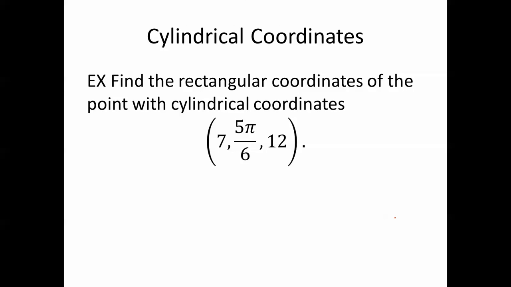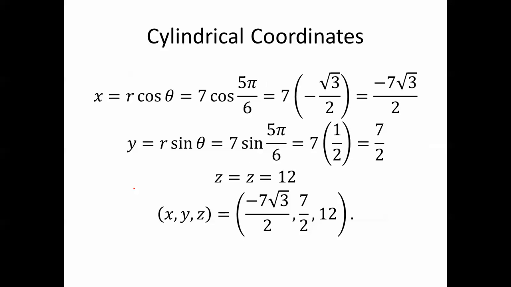So for example, let's say we want to find the rectangular coordinates of the point with cylindrical coordinates (7, 5 pi over 6, 12). Let's use the formulas. X is r cosine theta, 7 cosine 5 pi over 6, that's 7 times negative root 3 over 2, which is negative 7 root 3 over 2. Y equals r sine theta, 7 sine 5 pi over 6, which is 7 halves. And z is just plain 12. So we get (negative 7 root 3 over 2, 7 halves, 12).